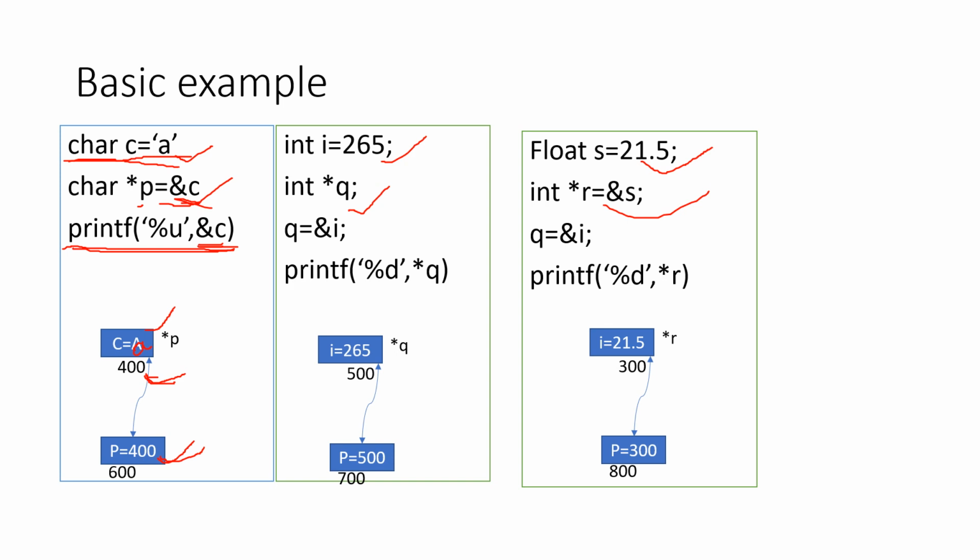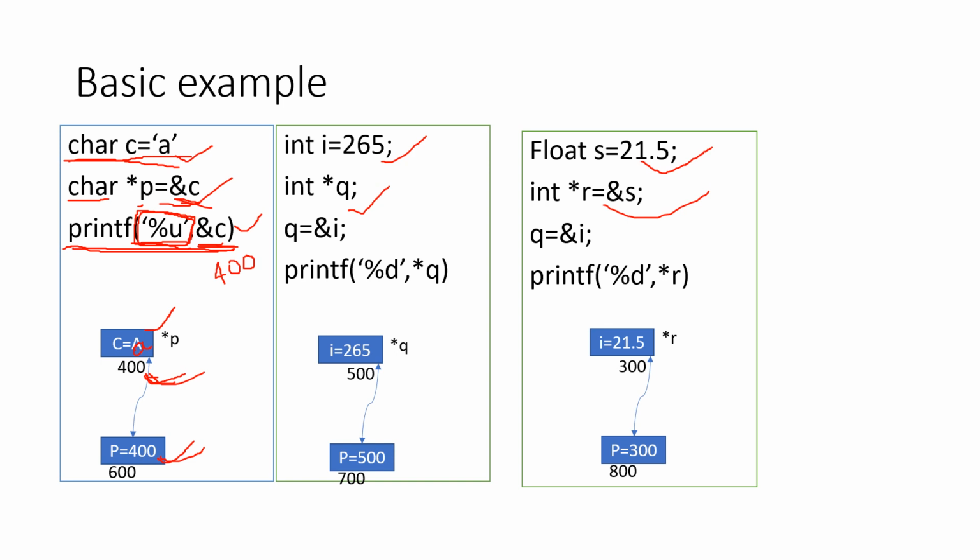If I am going to print address of C, what will it print? 400. It will print 400, because you are printing the address of C. Right? One more thing, do remember, an address is always printed by percent sign U. You will not use percent sign D here, because a character is printed by percent sign C, but for the pointer situation, whatever the data type, that does not matter. It will always take percent sign U for printing the address.